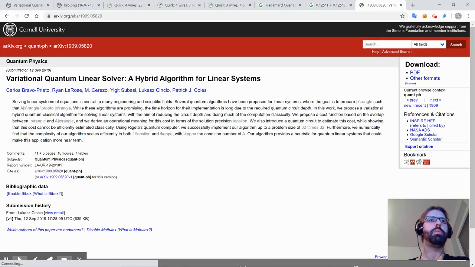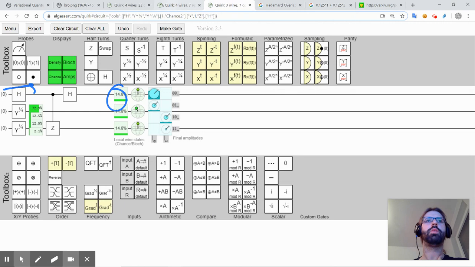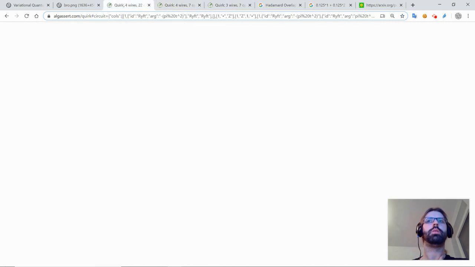When was this paper published? Wow. So that was like September 2019. That's such a recent paper. That's cool. I have to admit, though.